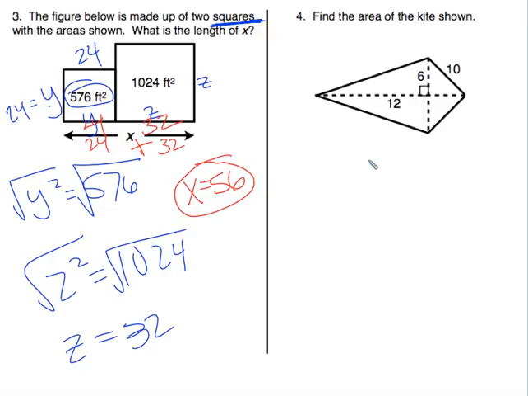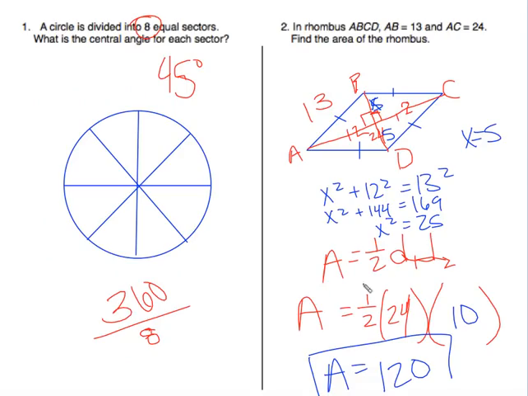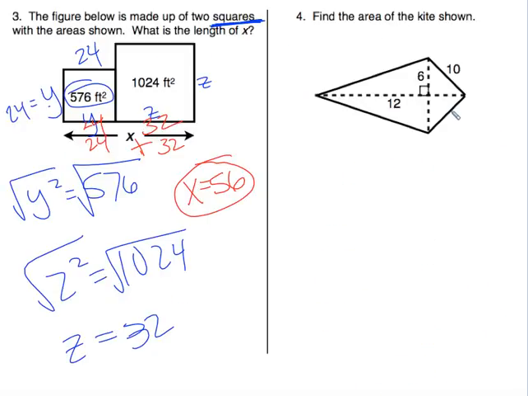Find the area of the kite shown. So much like the rhombus, area is the same formula, 1/2 diagonal 1 times diagonal 2. And we're going to have to use Pythagorean theorem, maybe, yeah. We'll have to use Pythagorean theorem.